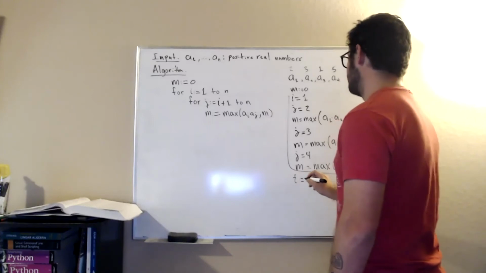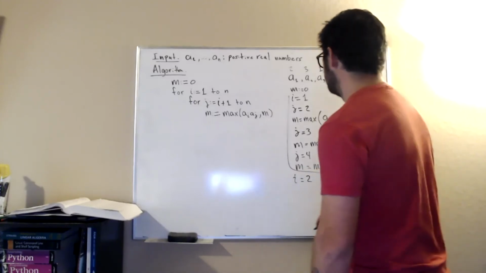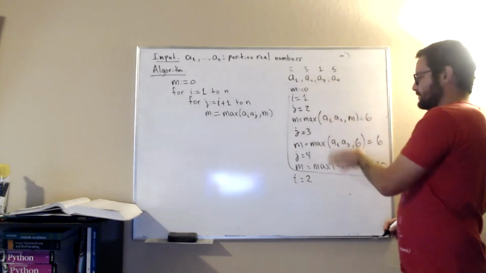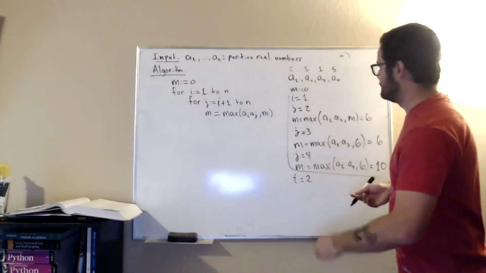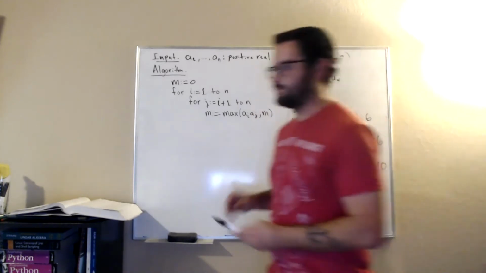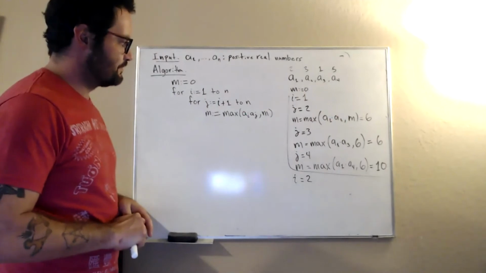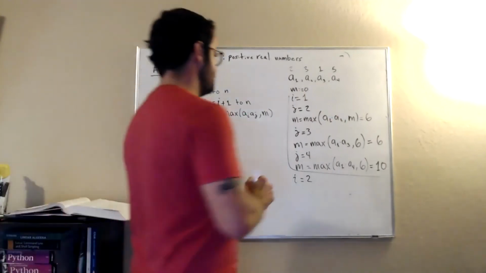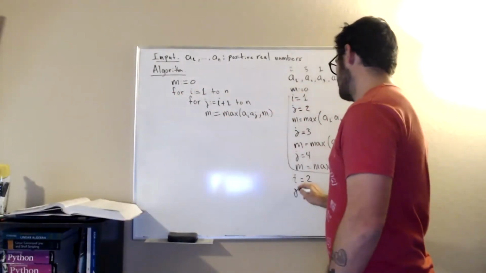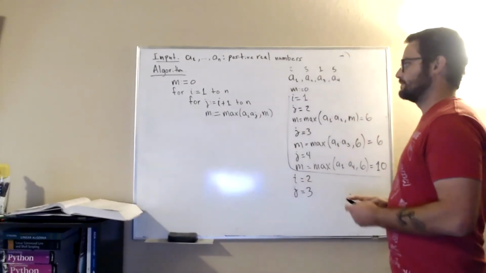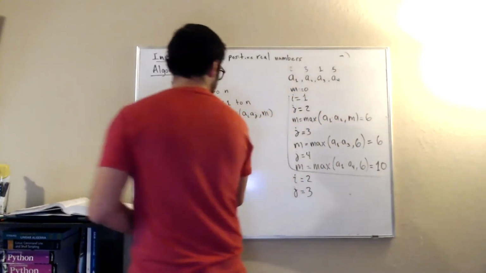Then I is equal to 2. So now it's going to be A2 times A3, A2 times A4, the max of those getting updated each time. This is going to find the maximum product of two numbers in the list. Did that help at all? Yes, it did. J starts at 3, right? And then that means that. So okay.